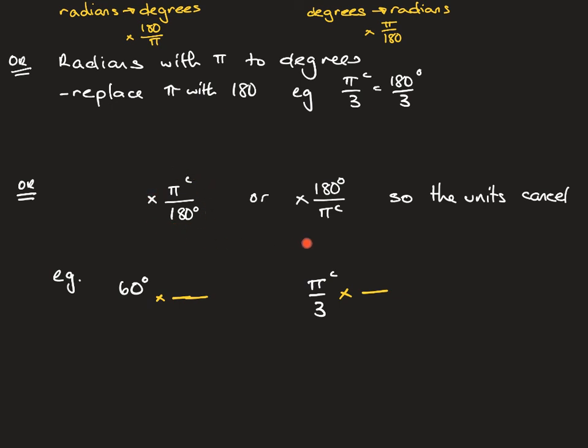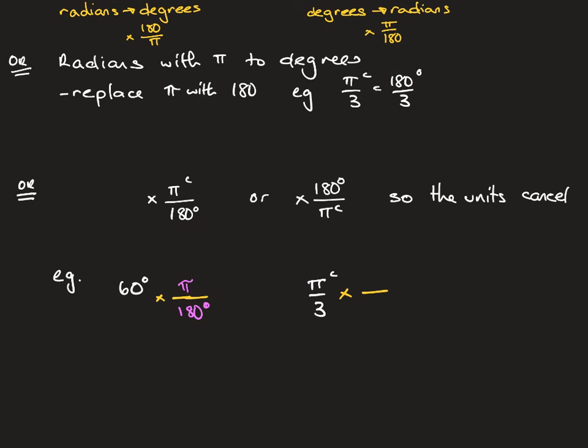Now the two conversion factors are very, very similar. In fact, they're just reciprocals of each other. So how do you know which one to use? Well, what you do is you multiply so that the units cancel. For example, if you wanted to do 60 degrees and you wanted to convert that to radians, you want to multiply by something that will cancel with the degree. So you actually need degrees on the bottom so that it will cancel.